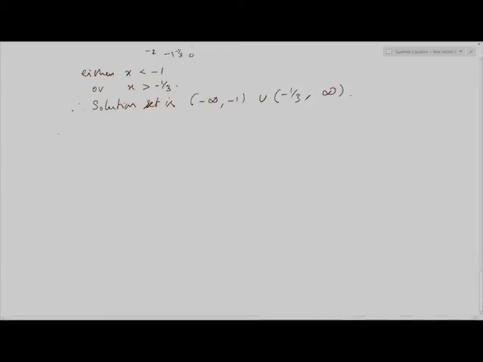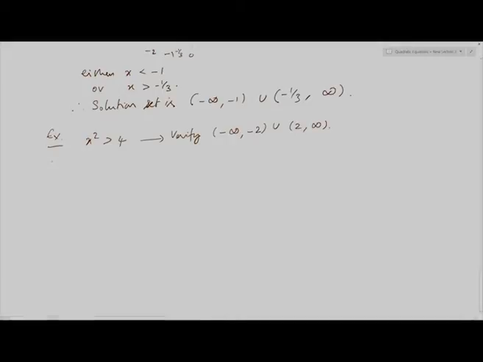Now I give a small exercise you can try on your own. Simple inequality, x square greater than 4. Okay. So what should be the solution set? You can verify. Minus infinity to minus 2 union 2 to infinity. So this is the solution set.